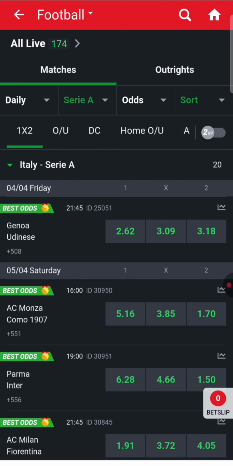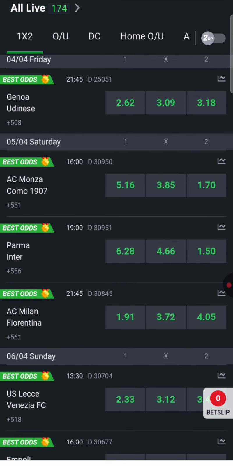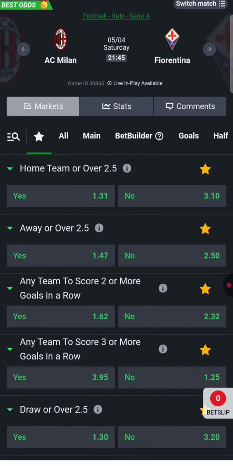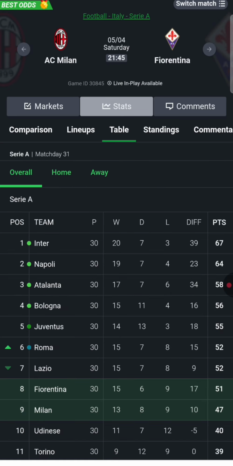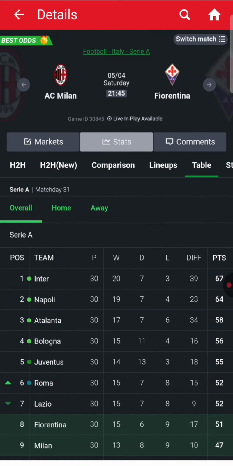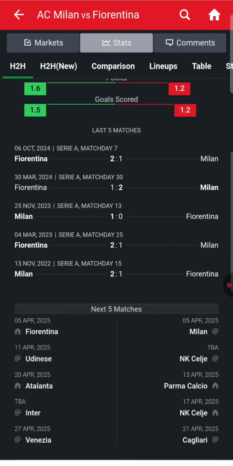Now let us use Serie A, for example. In Serie A, we have 2 strong contenders, that is Fiorentina and AC Milan. What do we do about it? If you look at the table, you find out that these 2 contenders are strong teams. Then if you go to H2H, you find out about these teams.